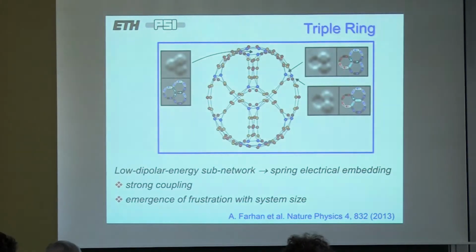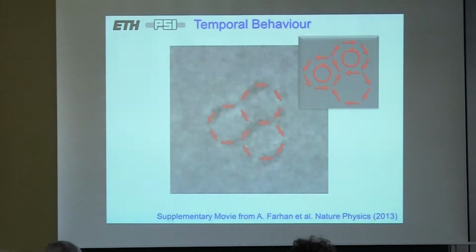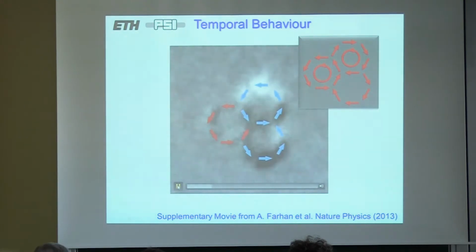Now, in the triple ring structure, there are more of these low energy states that are connected by single spin flips. And that's because, essentially, these are the spin flips in the center of the structure where a single spin flip doesn't break the ice rule. And so now in the video, you will see rapid fluctuations in the center of the structure, and around the outside again, these collective switching events.